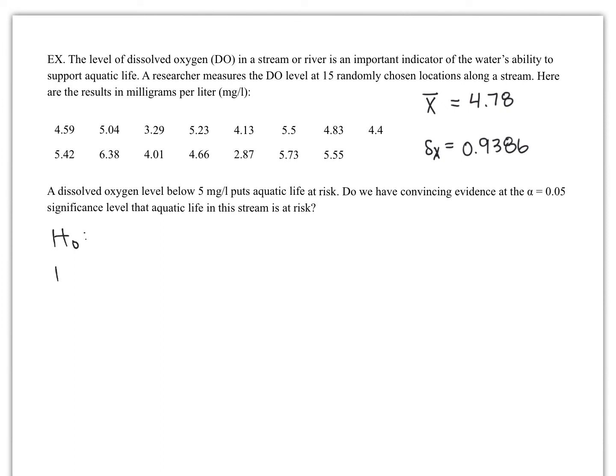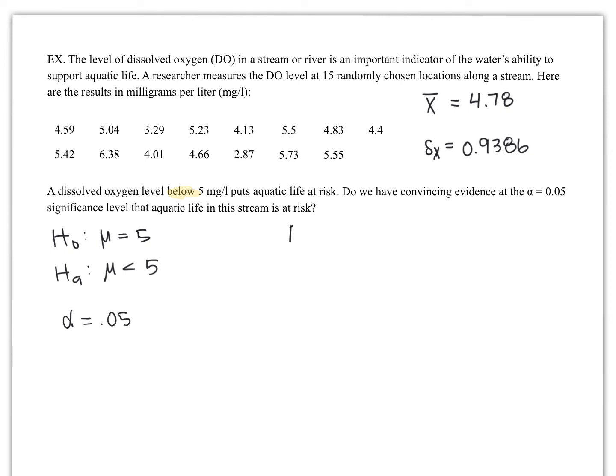So our null and alternative hypotheses. Our null hypothesis is based off the mean being 5 milligrams per liter. Our alternative is going to be less than, because it says that if it's below, then we have issues. I already wrote the sample mean up above, so I'm not going to rewrite it. Alpha is 0.05.